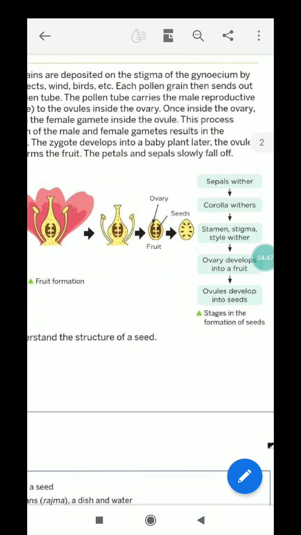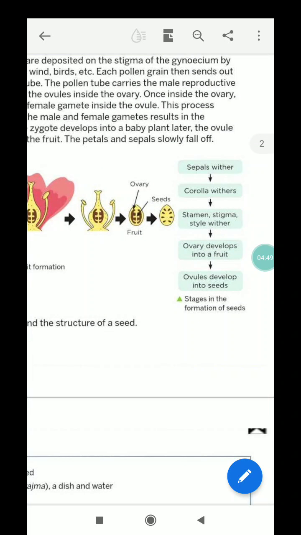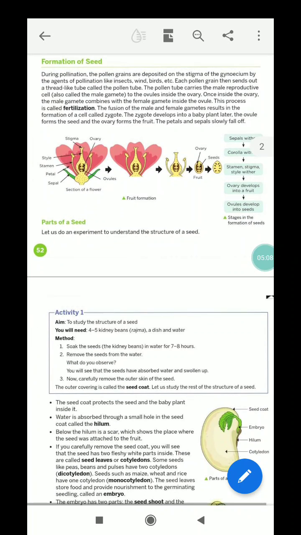They are divided into 4 parts, 5 parts. There are different stages. Sepals wither, corolla withers, stamen, stigma, style wither, ovary develops into a fruit, ovule develops into seeds. These are the 5 stages.